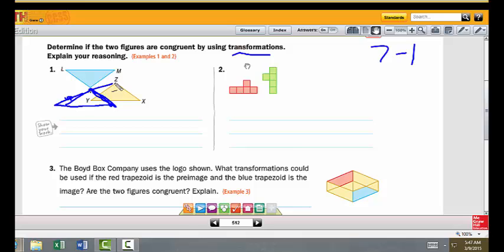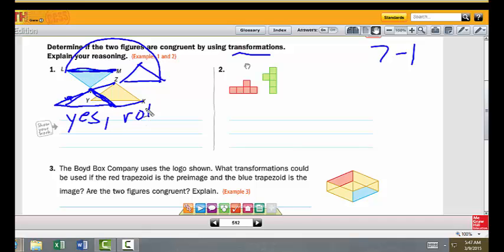And then, of course, the only thing we have to do is a slide. So this would be yes, and it would be either a rotation, because we could have rotated it around like this in order to get this piece down here and look like this, or we could do a reflection. So either a rotation or a reflection. I'm going to put rotation and a translation.